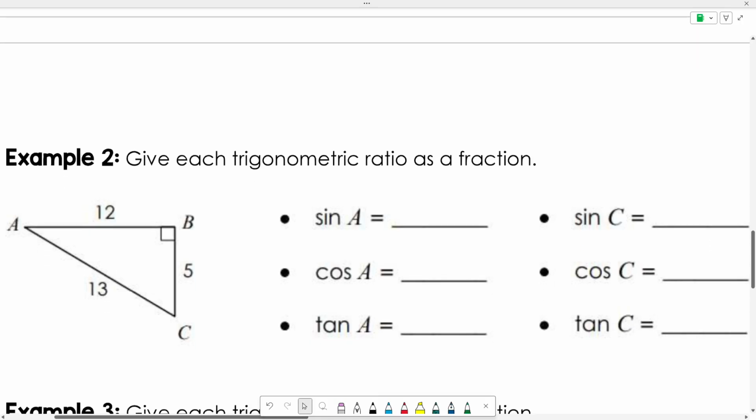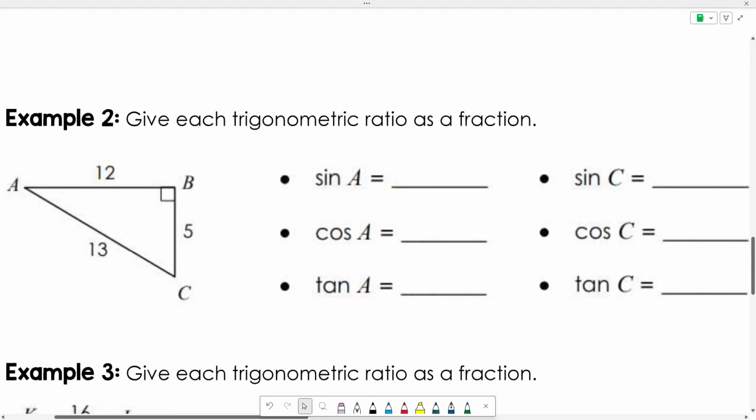Looking here at example 2, it's saying here, give each trigonometric ratio as a fraction. So we're just going to stack these things together. So remember sine. Sine is our SOH. So for this one right here, to angle A, here's my angle A. Sine is opposite over hypotenuse, so I'm going to have 5 on top, 13 on bottom. And we leave them just like this, as a ratio, a fraction.